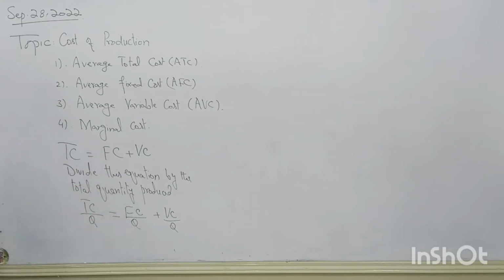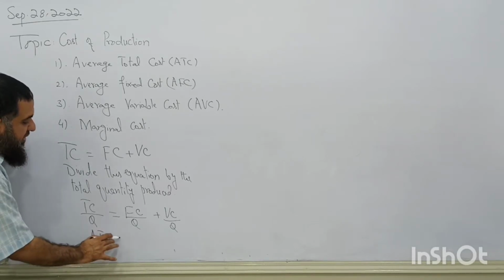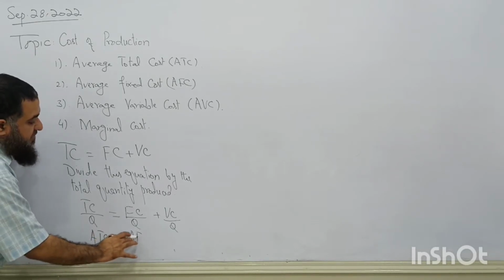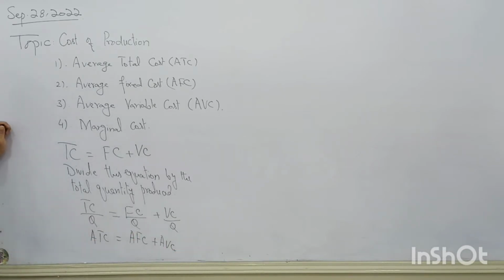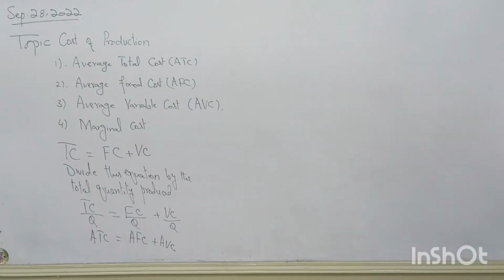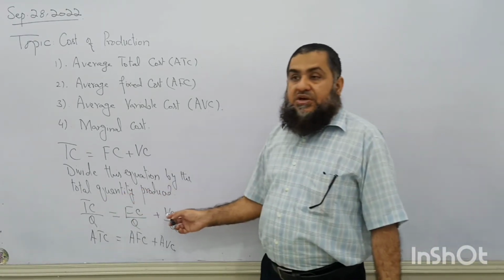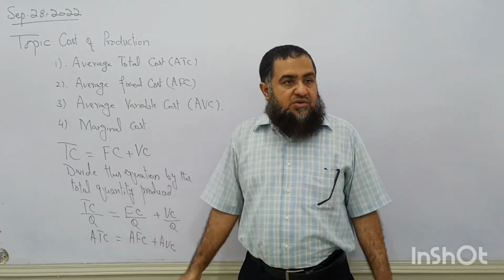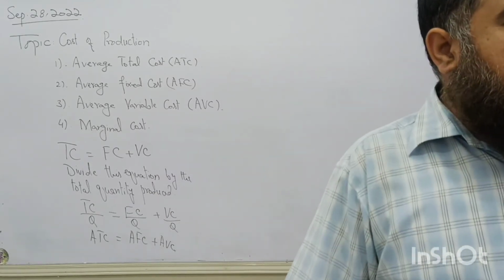I will give you the numeric example as well. So now it has become average total cost, which is equal to average fixed cost plus average variable cost. How to find these costs? We have divided this equation by the quantity produced by a firm in a given time period. So it gives us the average values of these three costs. Average total cost is equal to average fixed cost plus average variable cost of production.